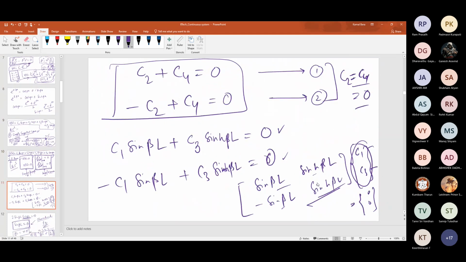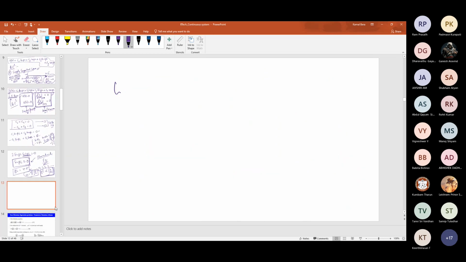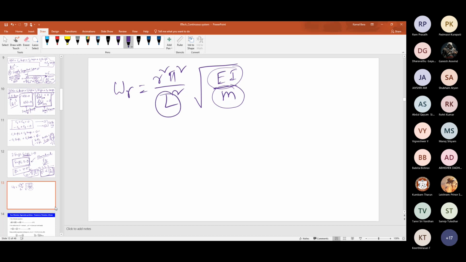So now I am just doing it. Beta RL is R pi, and beta to the power 4 is actually this. So beta R to the power 4 is also omega R square, like that. So I can write omega R equals root over of EI by M. Correct. So we got the natural frequency. Omega R equals R square pi square by L square into root over of EI by M, where EI is known to you, M is known to you, L is known to you.